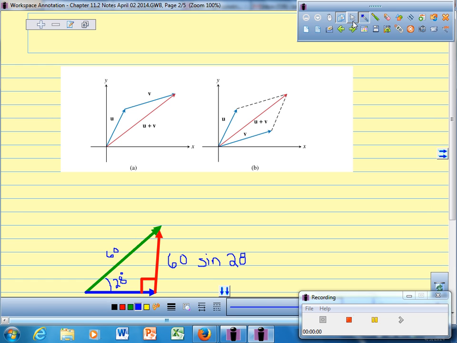Okay? The second method is the parallelogram method, where both of your vectors are drawn from the origin. Here's our u, here's our v. We translate a copy of u over to here, making it parallel, and we translate a copy of v up to here. The resultant goes from corner to corner. Notice that both of those u plus v's are the exact same vector, just done 2 different ways.